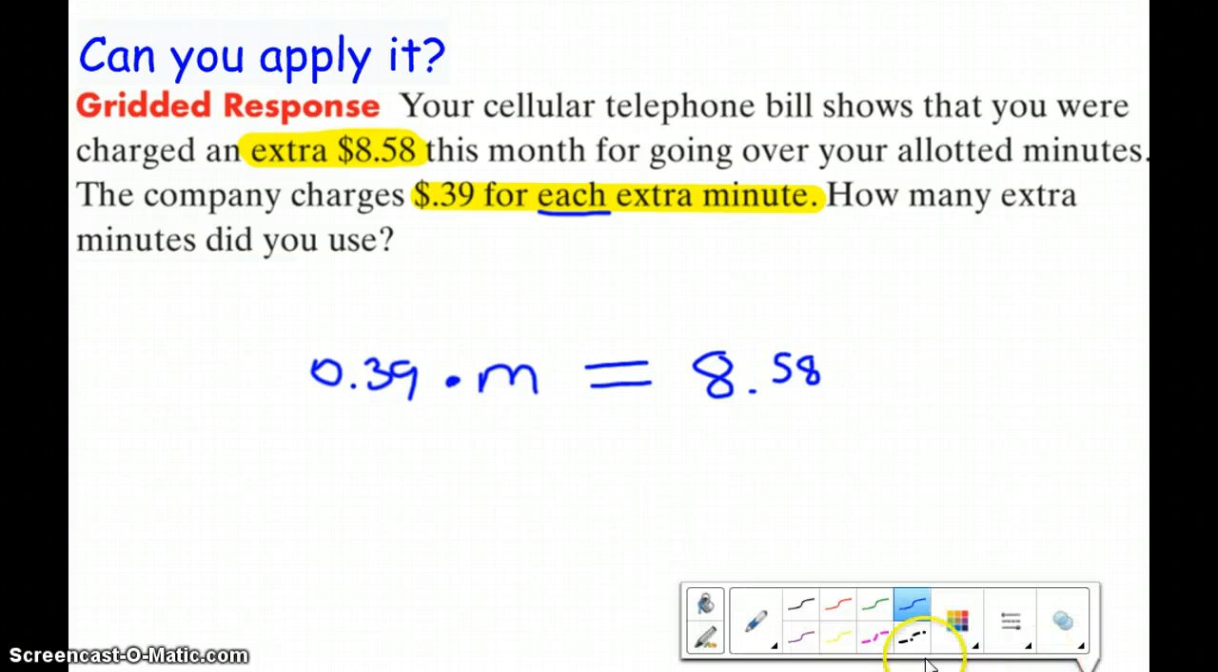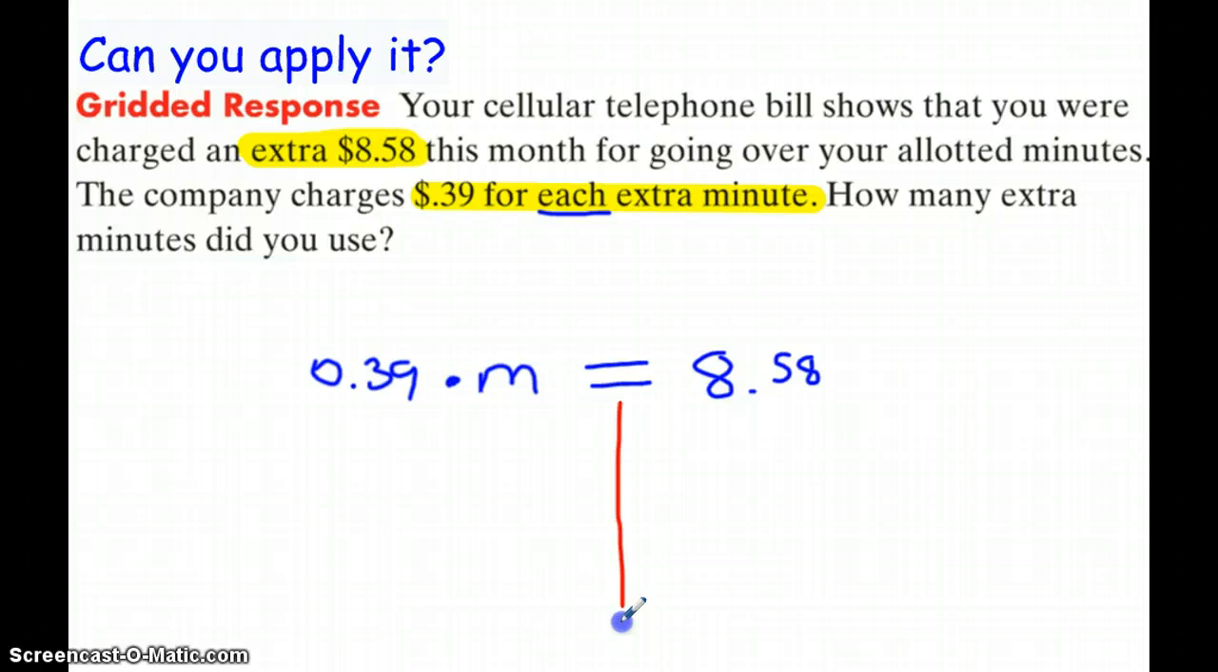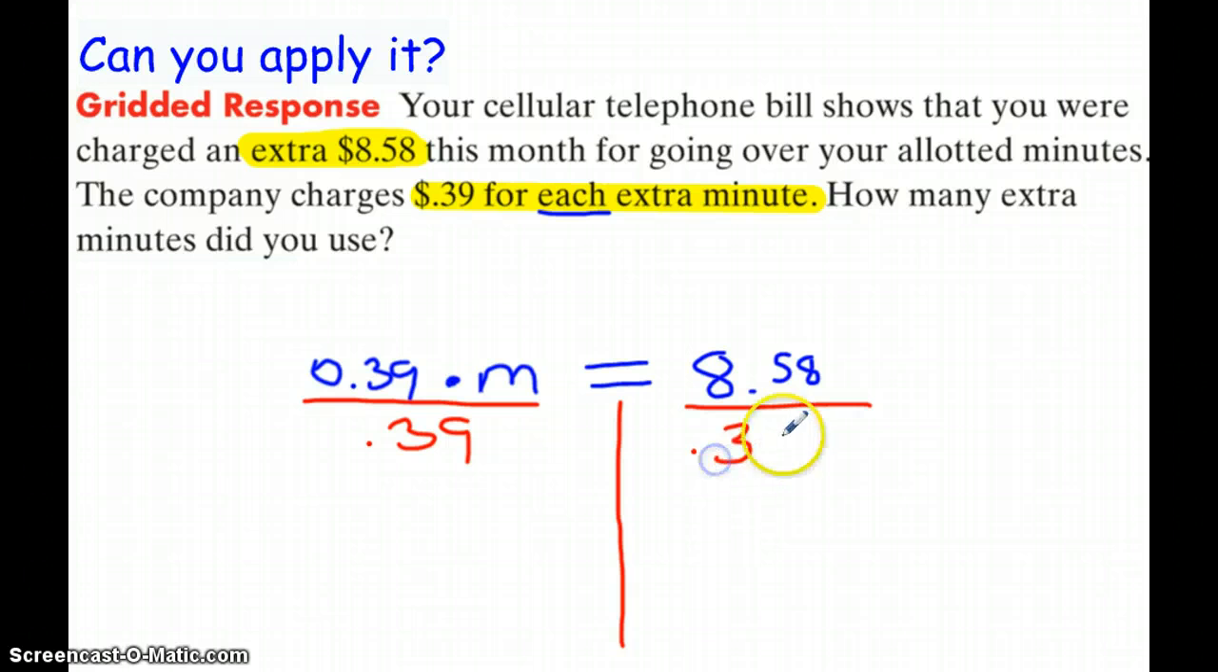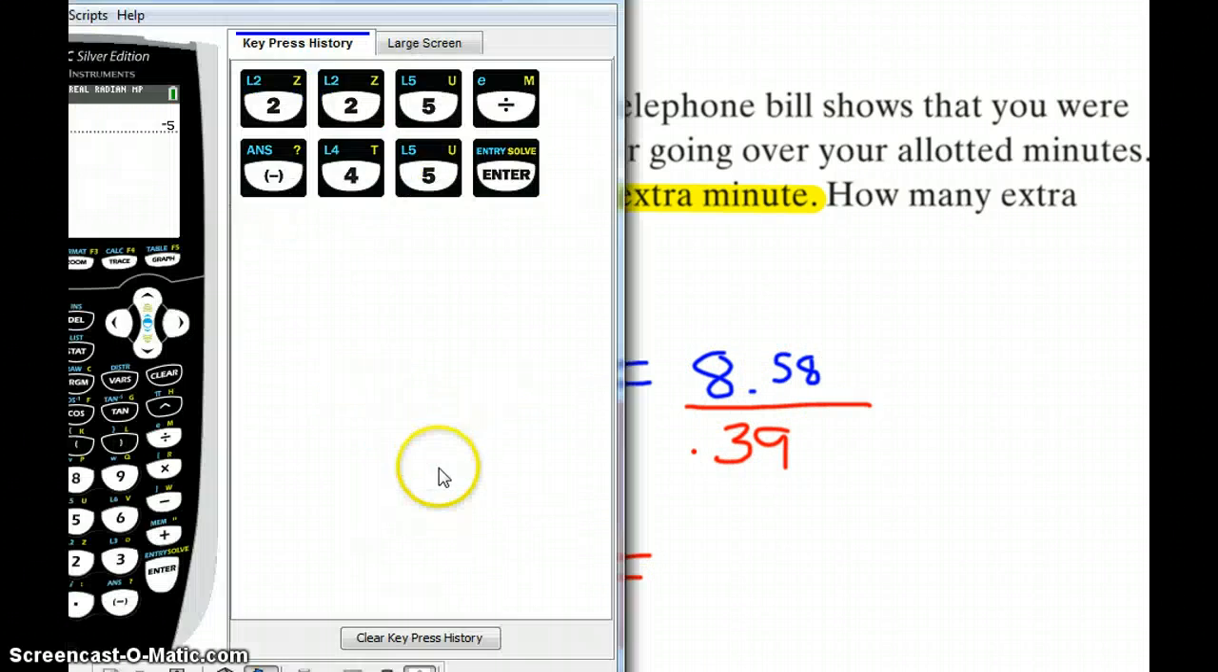Okay, so we're going to go ahead and draw our line. The opposite of multiplying by 0.39 is dividing by 0.39. So we're going to do that on both sides. When we do that, those cancel. 0.39 divided by 0.39 is just 1, so we're left with m equals 8.58 divided by 0.39. Let's see what that is.